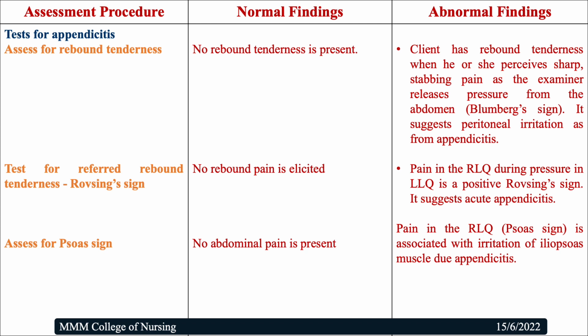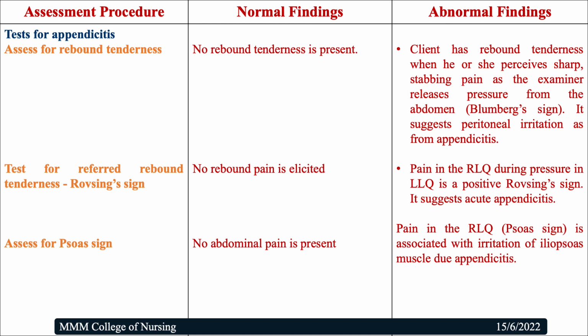Ask the client to describe which hurt more, the pressing in or the releasing, and where on the abdomen the pain occurred. Normally, there will be no rebound tenderness. Abnormal findings show that the client has rebound tenderness when he or she perceives sharp stabbing pain as the examiner releases pressure from the abdomen, which is referred to as the Blumberg sign. It suggests peritoneal irritation as from appendicitis.